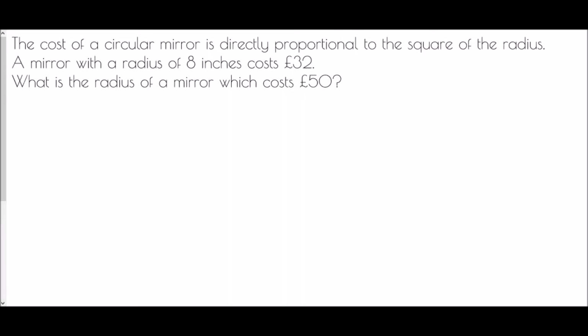Now in our final section, we've got some wordy problems just to see how these questions may look in a slightly different format. So we're told that the cost of a circular mirror is directly proportional to the square of the radius. A mirror with a radius of 8 inches costs £32. What is the radius of a mirror which costs £50?